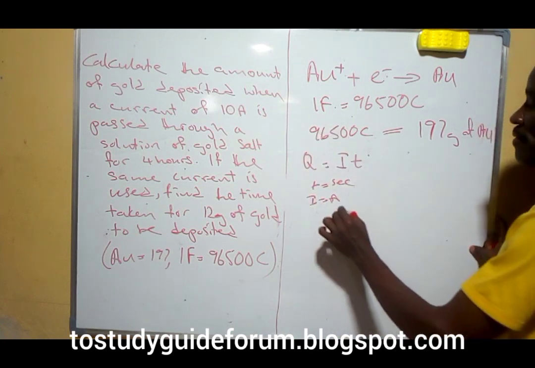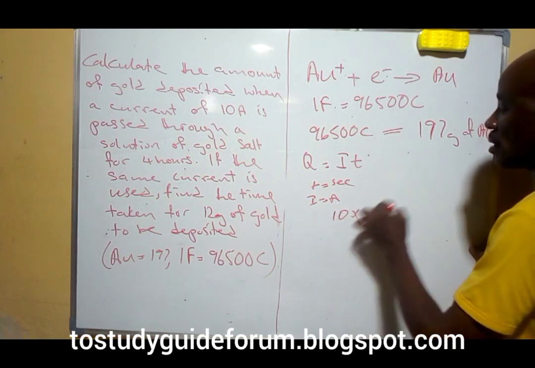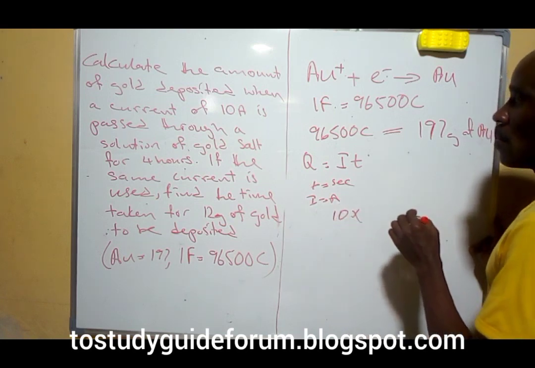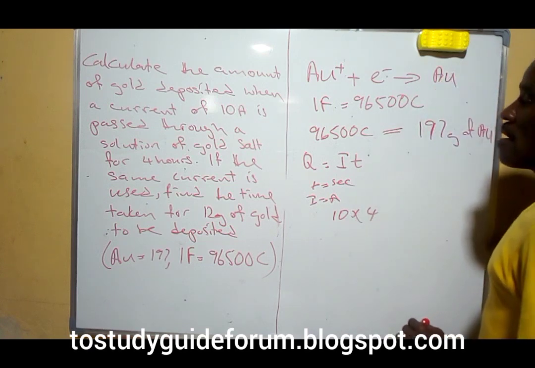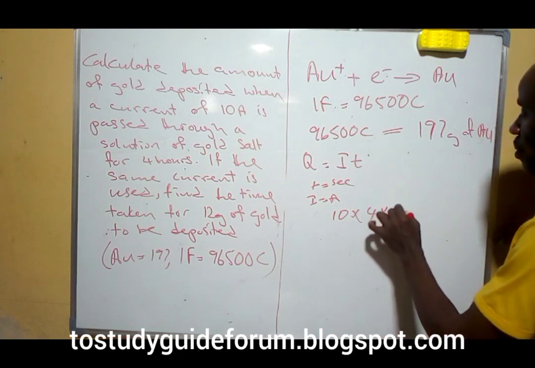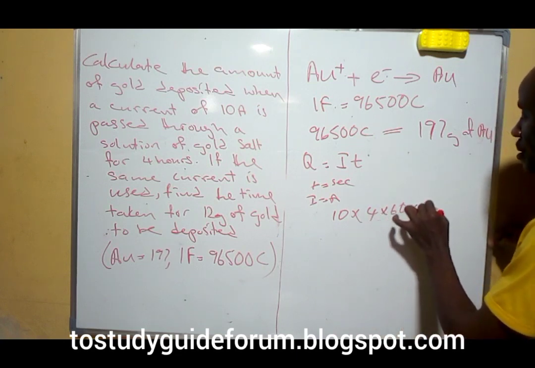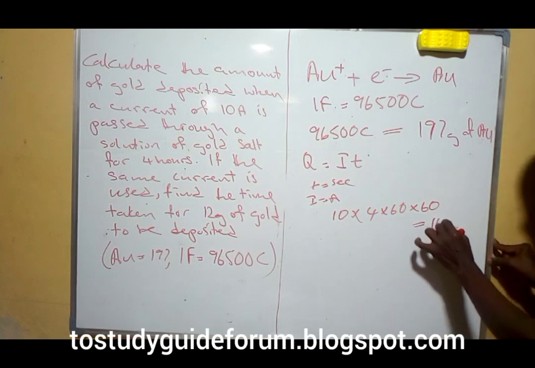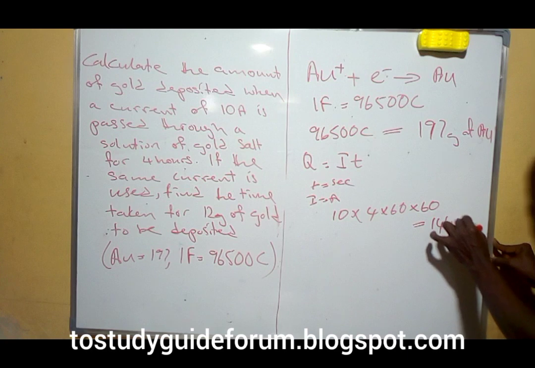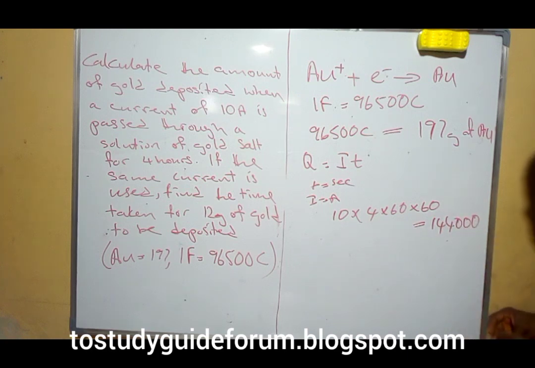So looking at that, we have our current, which is 10, times time, which is 4 hours. Since we are going to get it in seconds, we're going to multiply by 4 times 60 times 60, then we'll have 144,000 coulomb of electricity.